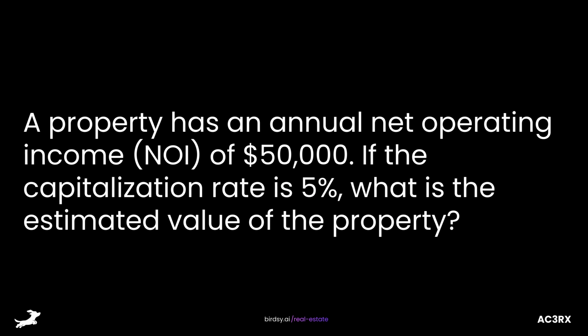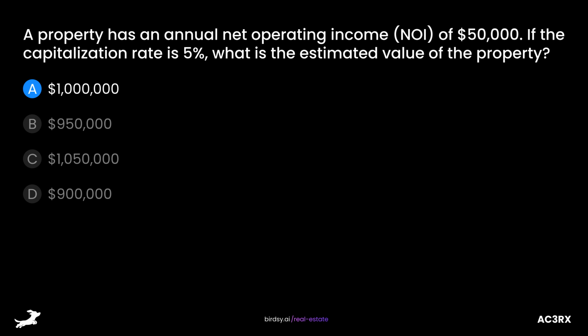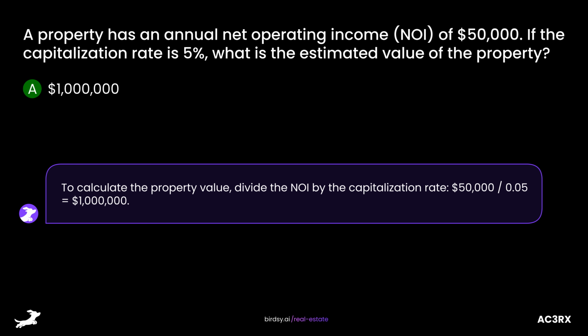A property has an annual net operating income of $50,000. If the capitalization rate is 5%, what is the estimated value of the property? Is it A, $1 million, B, $950,000, C, $1,050,000, or D, $900,000? The answer is A, $1 million. To calculate the property value, divide the net operating income, NOI, by the capitalization rate. $50,000 divided by 0.05 equals $1 million.